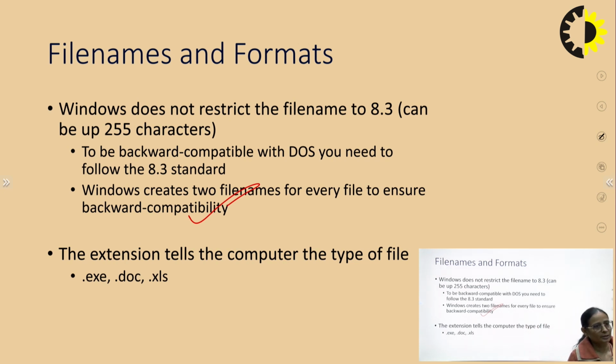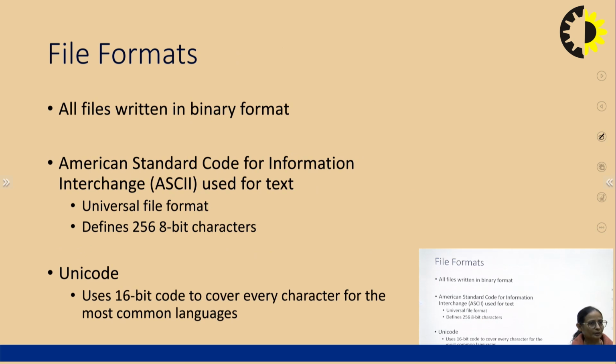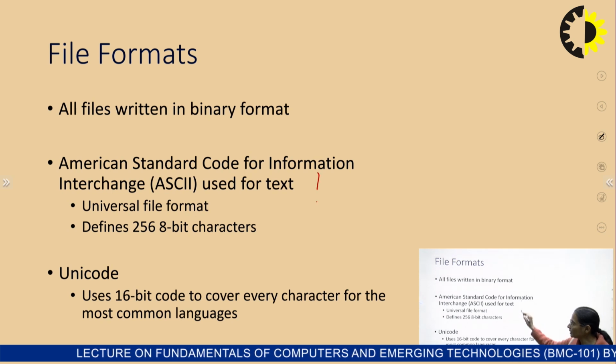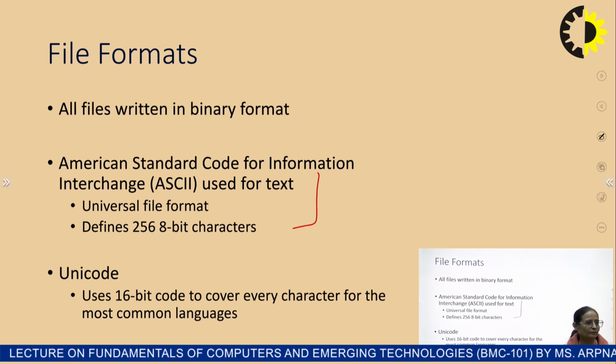The extension tells the computer the type of a file, for example, whether it is an exe file, a doc file, an Excel sheet, etc. All files are written in binary format. American Standard Code for Information Interchange, that is ASCII, is used for text. It is a universal file format and it defines 256 8-bit characters. You are aware of what is ASCII and what is Unicode. Unicode uses 16-bit code to cover every character for the most common languages.